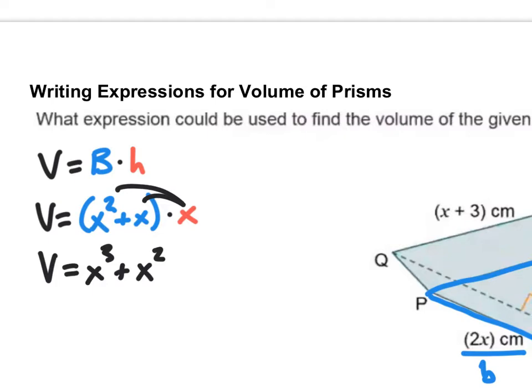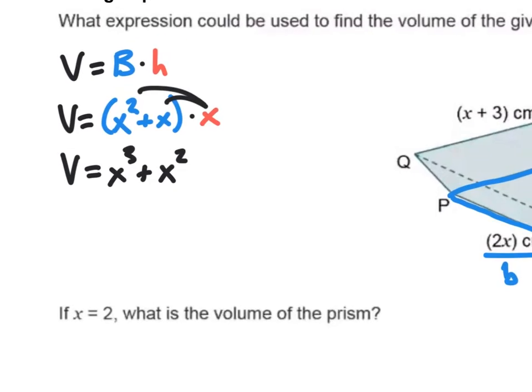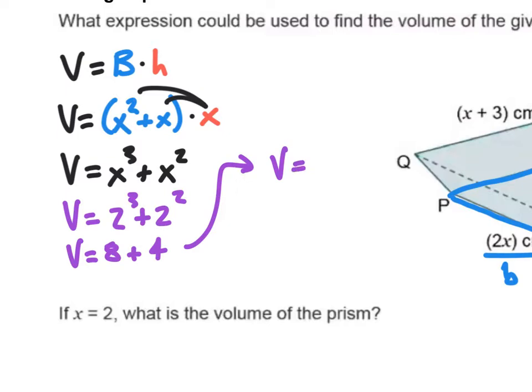Yeah. All right, so what you have is this formula for the volume in terms of x. And one of the things they want us to do is say, if x is equal to 2, what is the volume of the prism? So let's plug in 2. Let me change up colors here. So my volume is going to be equal to 2 cubed plus 2 squared. And I know 2 cubed is 2 times 2 times 2, which is 8, and then plus 4. So my volume is equal to 12.